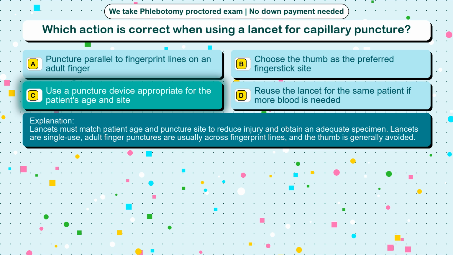Lancets must match patient age and puncture site to reduce injury and obtain an adequate specimen. Lancets are single-use, adult finger punctures are usually across fingerprint lines, and the thumb is generally avoided.